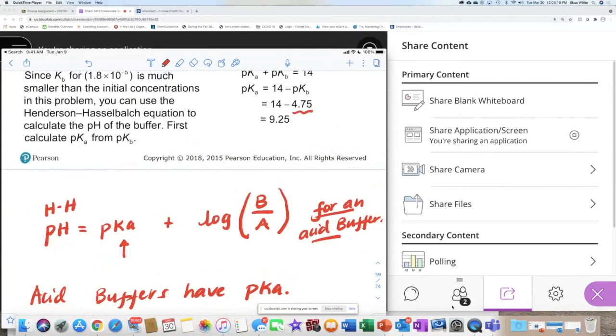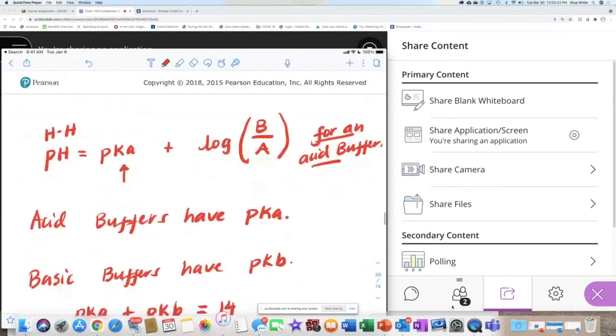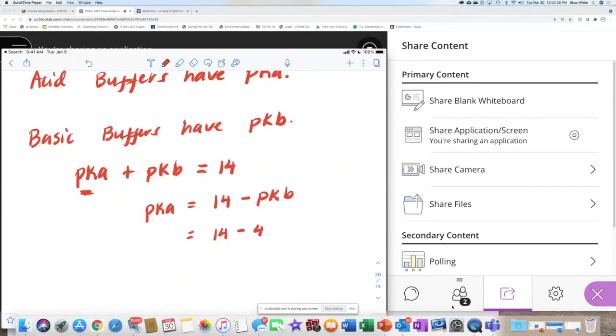Okay, so we got 4.75 here. They gave us pKb, right? 4.75. So when you plug it in here, we get the pKa: 14 minus 4.75. Now we get a portion of the equation that we need. And by the way, all the skepticism I had helped me to really engage with the material and own it.